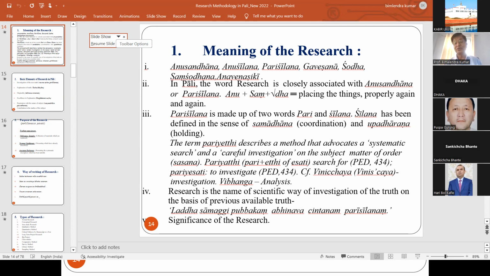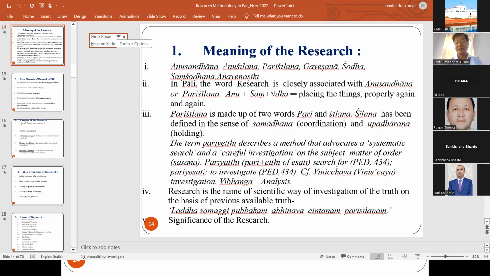So what is the meaning of research? What are the terms which are available in our Pali or Sanskrit text? We'll have a glance at how the term research has been designated in our text. We have already seen that research is made up of two words, re and search. Re means again and again, or further. Search means investigation. So, investigation or search again and again, this is research.